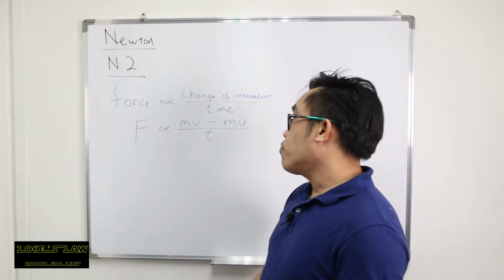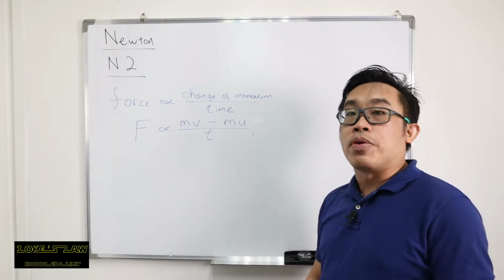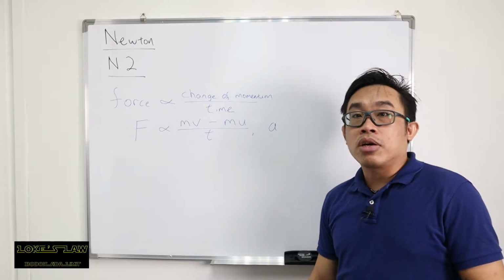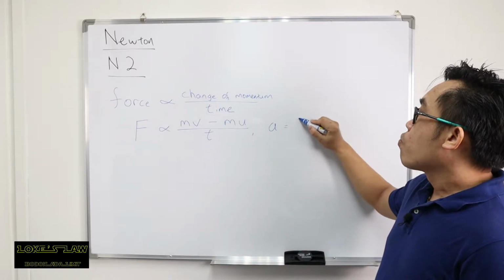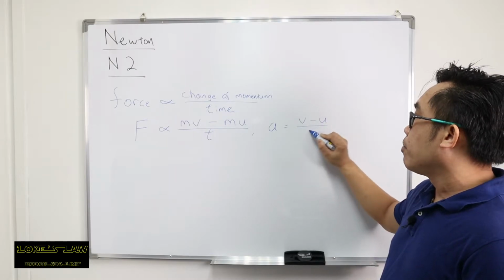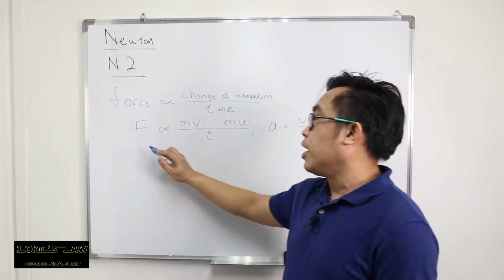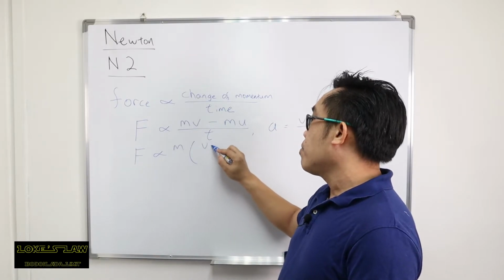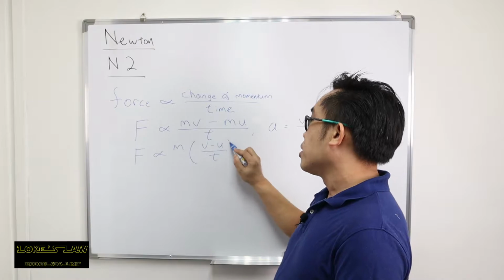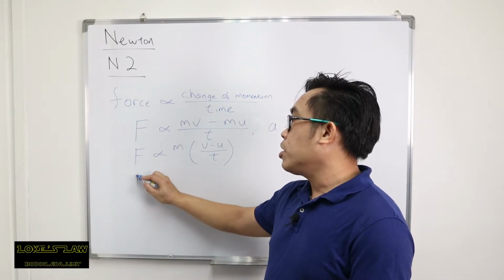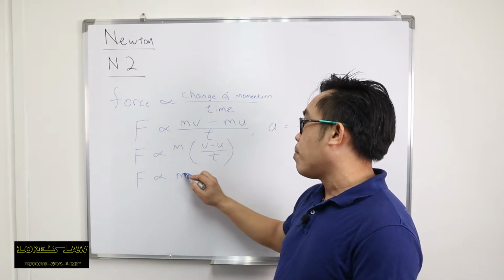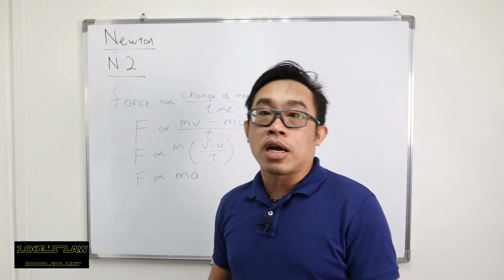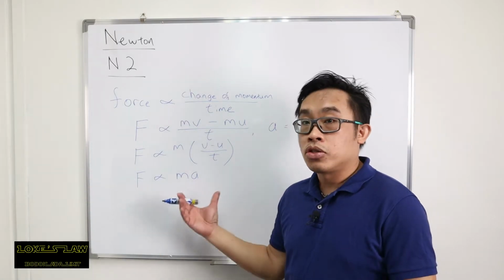From here, as we know from before, one of the formulas is acceleration, written as v minus u divided by t. So I can factorize the m, making m times (v minus u) divided by t, and that turns into F proportional to ma. Now you can see that the entire expression is a proportion.